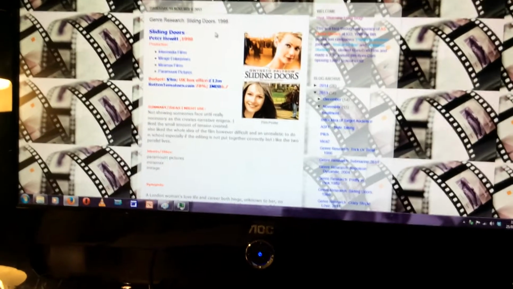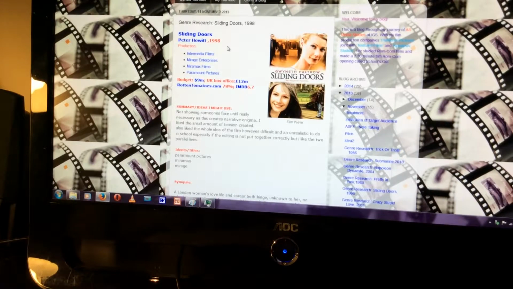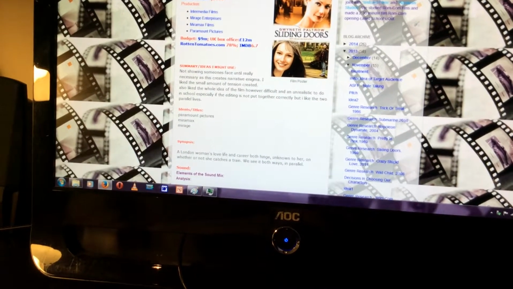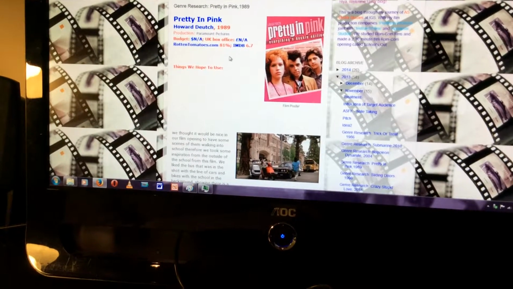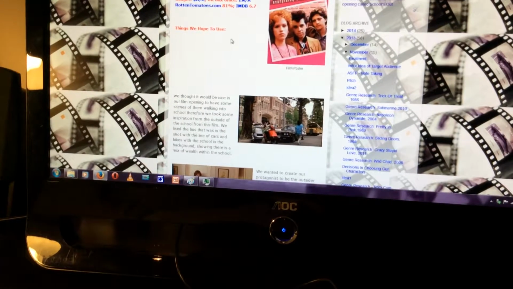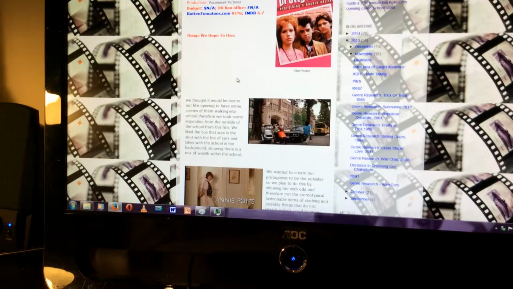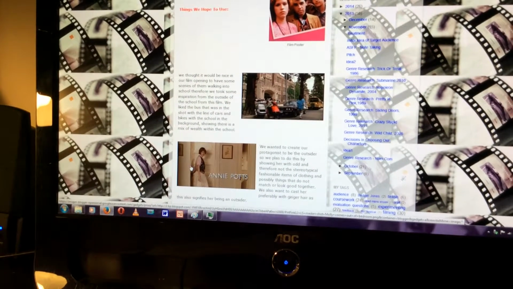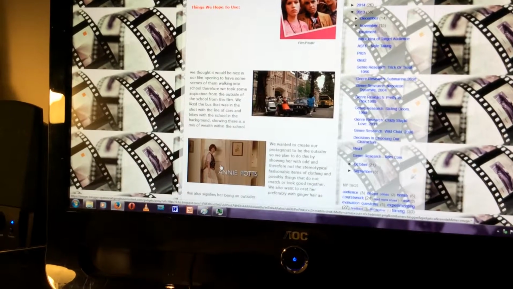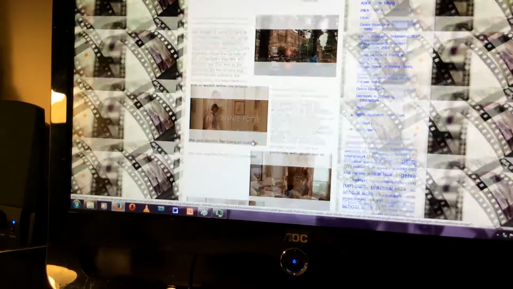Sliding Doors was something that we thought was quite inspirational, but it did only have a budget of 9 million, which is very small. We also looked at Pretty in Pink, which was an American film. We liked this because it was a twist on a sort of stereotypical rom-com, and we thought we could take inspiration from the protagonist, which was a girl who had ginger hair and who was quite outcast, as she had clothes that weren't very fashionable at the time.